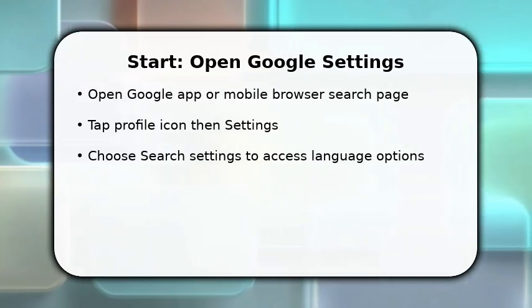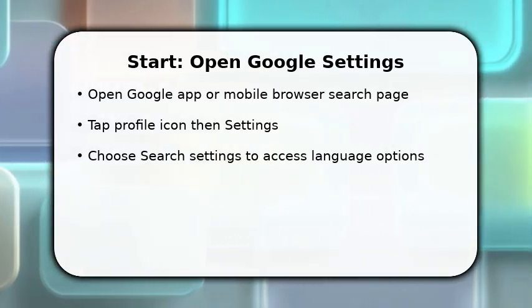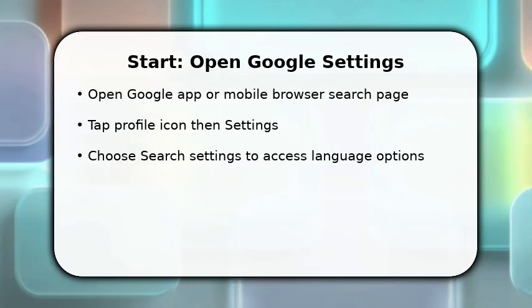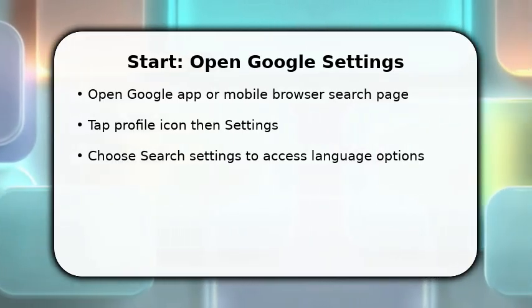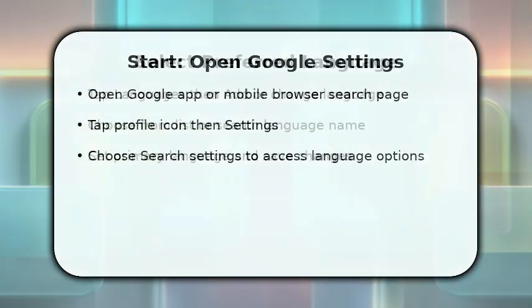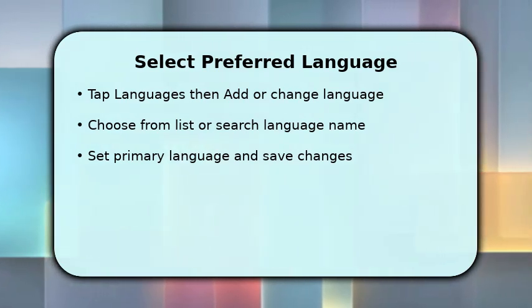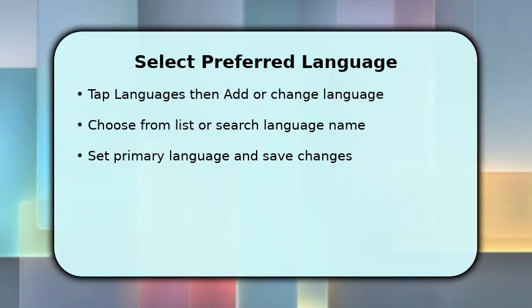Make sure you're signed into the account you want to change, because language preferences can sync. Now tap Languages under the Search Settings section so you can see available options and proceed to choose the language you prefer. You now tap Languages and then Add or Change Language to open the full list. This is where you choose exactly how search results are presented.